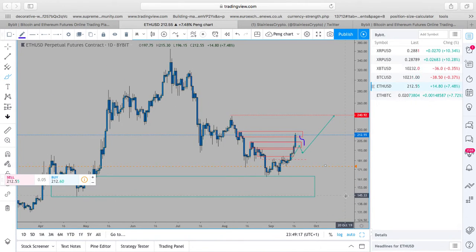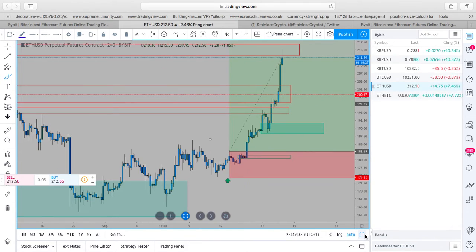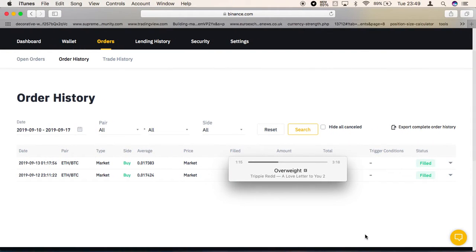But I still think we're likely to look at 240, but we need to get past this level at 220 now to push on. This is the last area of supply before we reach 240. Now I am long. I'm holding spot ETH from 177, which I bought on the 13th and the 12th. Obviously I bought it on Binance, as you can see.